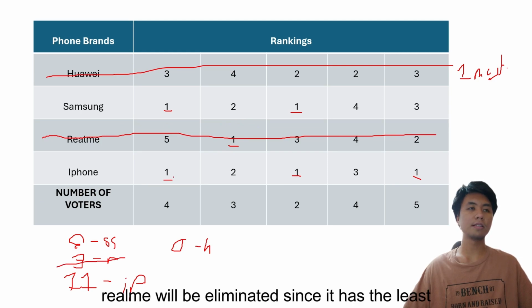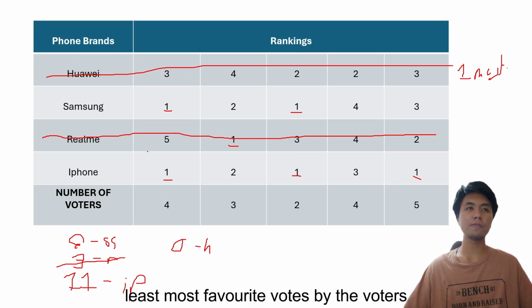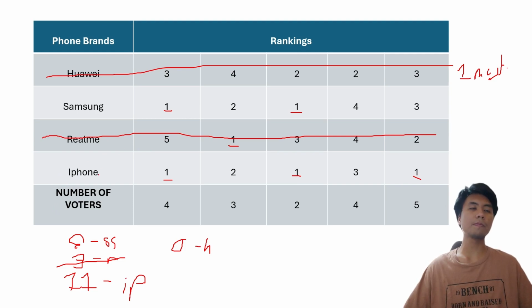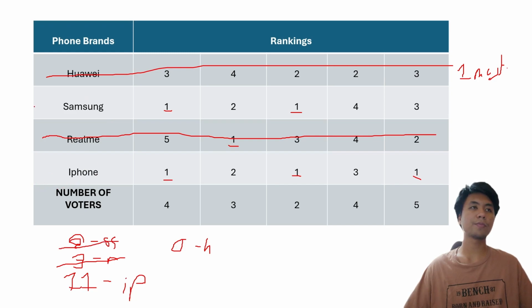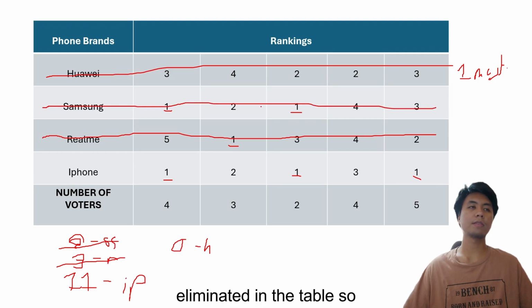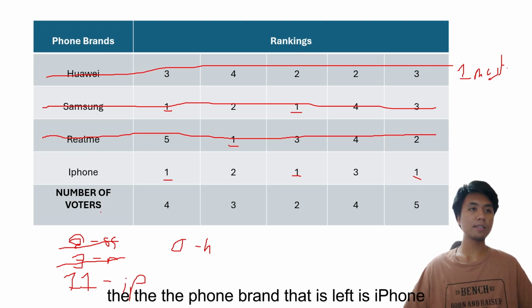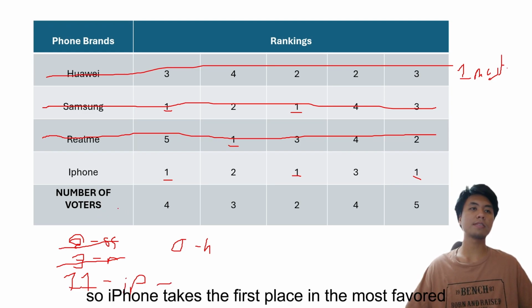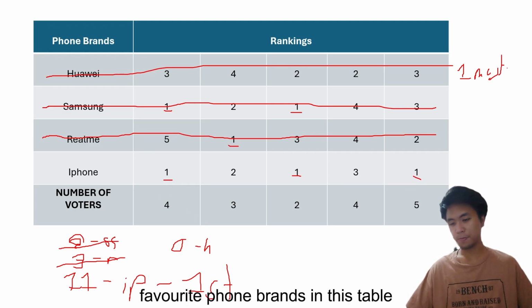Realme will be eliminated since it has the least most favored votes by the voters. Next would be Samsung. Since Samsung only has 6 votes from the voters, it would be eliminated in the table. So the phone brand that is left is iPhone. So iPhone takes the first place in the most favored phone brands in this table.